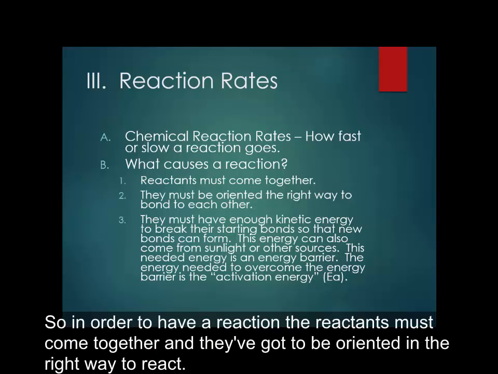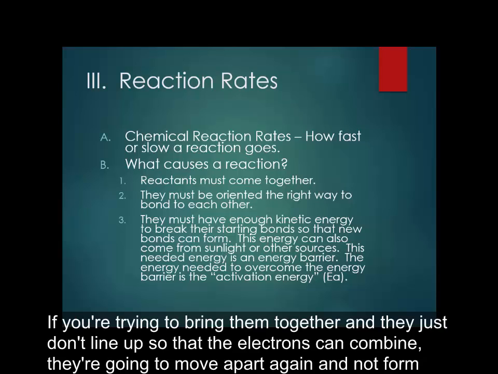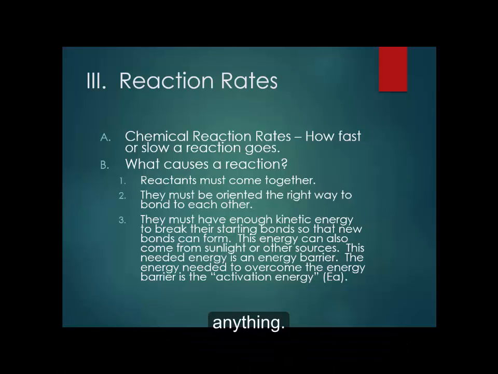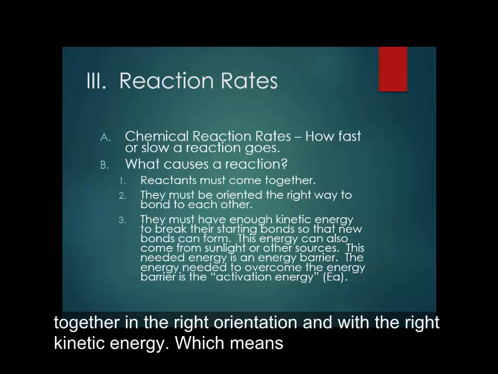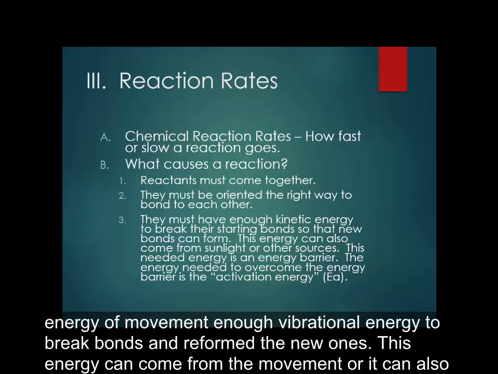So in order to have a reaction, the reactants must come together and they've got to be oriented in the right way to react. If you're trying to bring them together and they just don't line up so that electrons can combine, they're going to move apart again and not form anything. They also have to have enough energy to break or form the bonds needed in that chemical reaction. So they've got to come together in the right orientation and with the right kinetic energy, which means energy of movement, enough vibrational energy to break bonds and reform new ones.